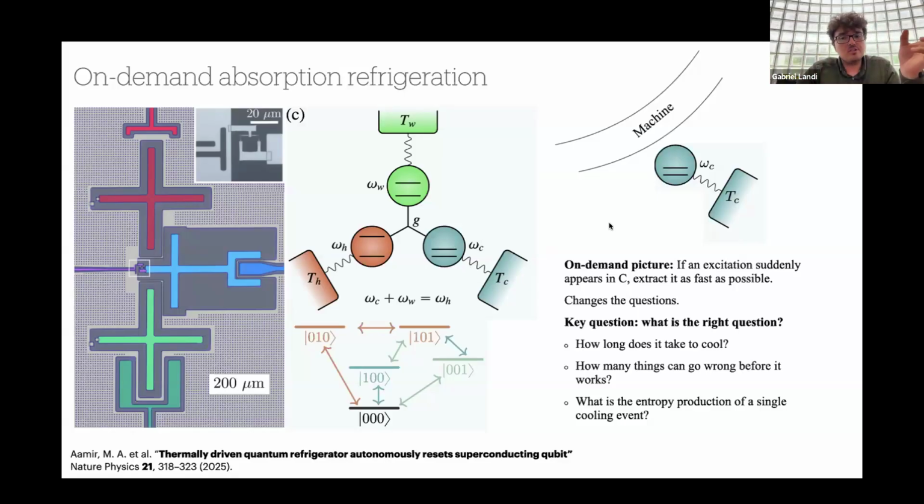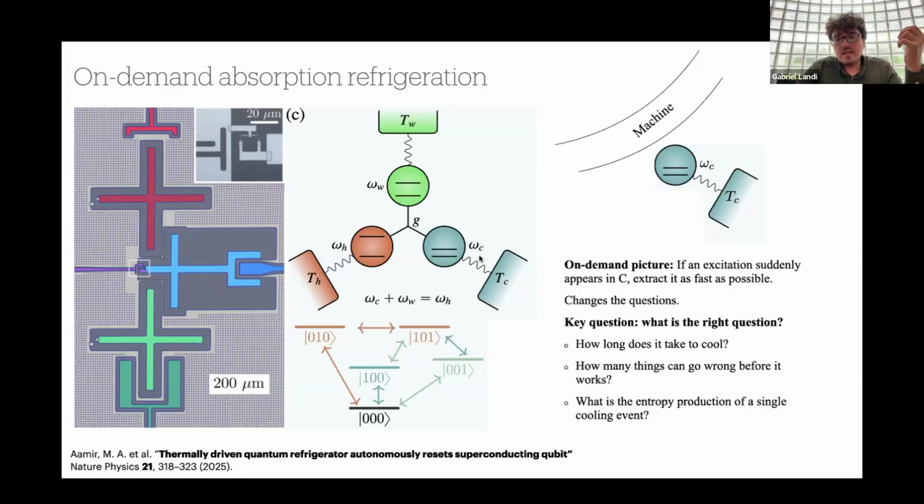The question changes. And what I've learned over this past year is that the most important question is what is the question? Because when you think about these stochastic processes, there are many questions that you can ask. And they're all interesting in their own ways. So for example, how long does it take for this device to cool? If I put an excitation here, how long will it take on average to be sucked off? Or what's the variance of that? And how many ways can this go wrong before it actually goes right?